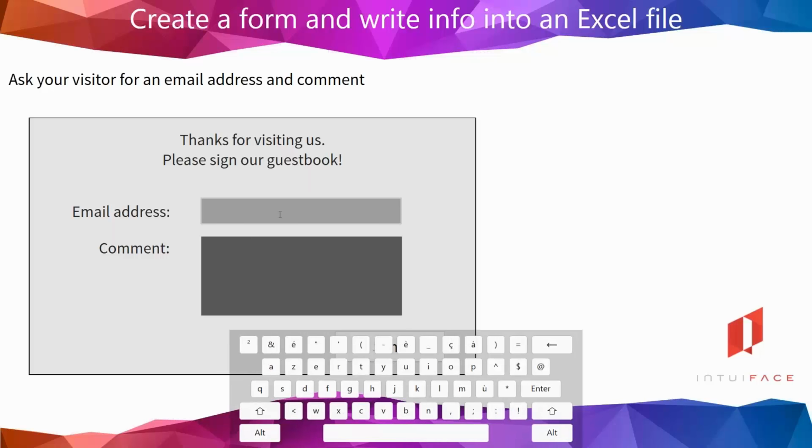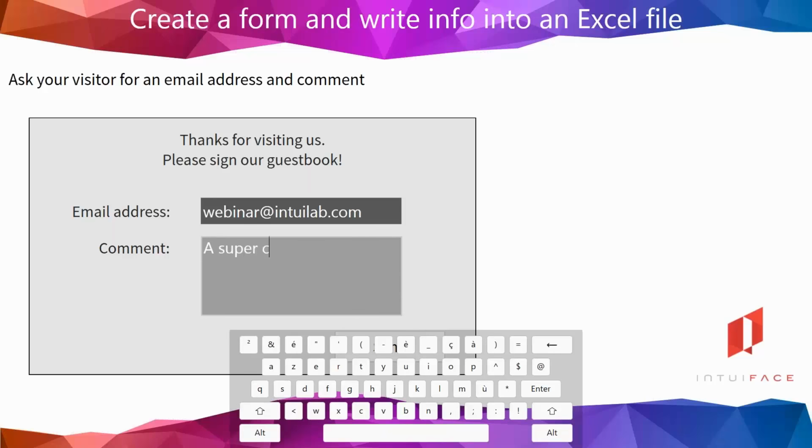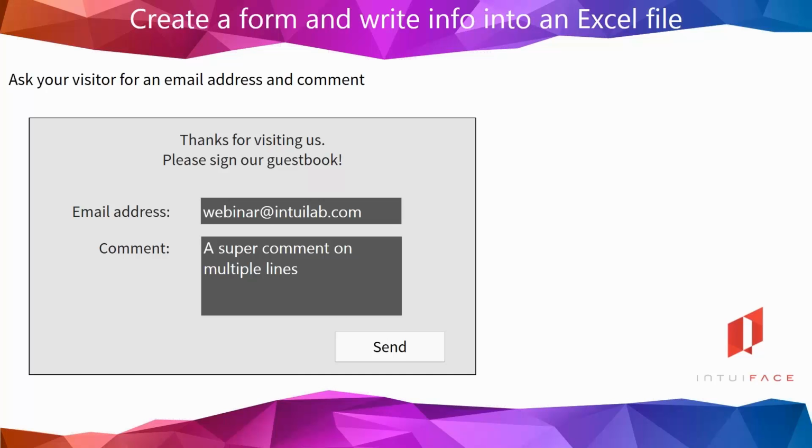So I will enter an email address, webinar@intulab.com. Okay, and I will enter a super comment on multiple lines. Good. And then I click the send button. Okay, nothing happens. That's normal. When I click the send button, the only action I call is write into an Excel file. I didn't ask to empty the text fields.